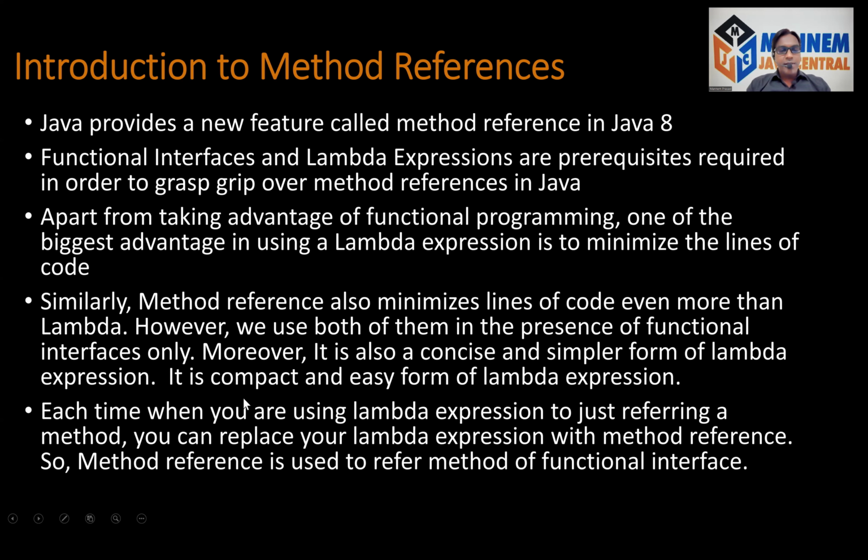And the next one is, each time when you use a Lambda expression just to refer to a method, you can replace your Lambda expression with a method reference. So method reference is used to refer to a method of a functional interface. In order to understand this point, first you need to see a limitation of functional interface and Lambda expression. Let's see what that limitation is if you use Lambda expression for your functional interface.